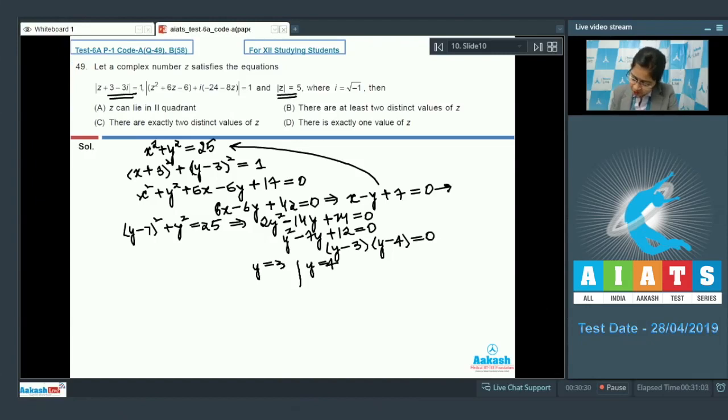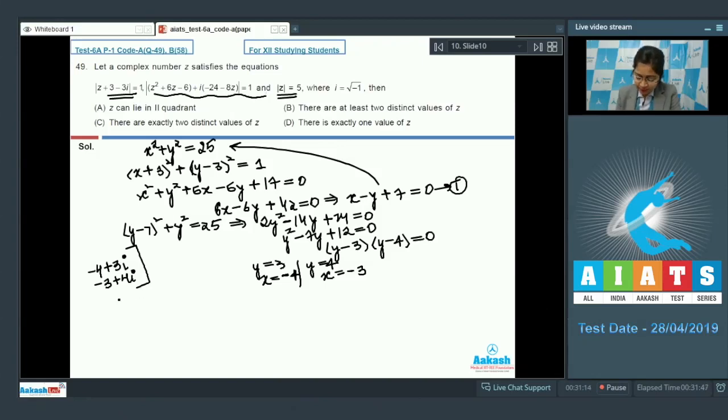Now from equation 1 we can say that for y equal to 3, x will be equal to minus 7 plus 3, that is minus 4, and for y equal to 4, the value of x will be equal to minus 3. So we have two distinct values of z, that is minus 4 plus 3 iota, or minus 3 plus 4 iota. These are the two values of z. Now it has to satisfy the second equation also. So let us substitute the value of z in the second equation to find whether it satisfies it or not.